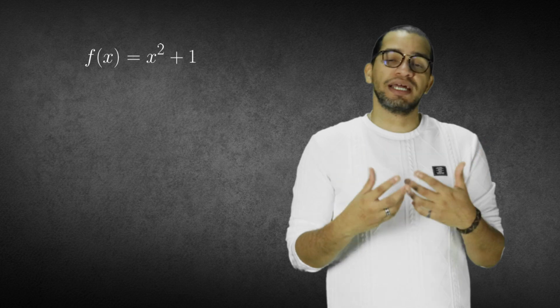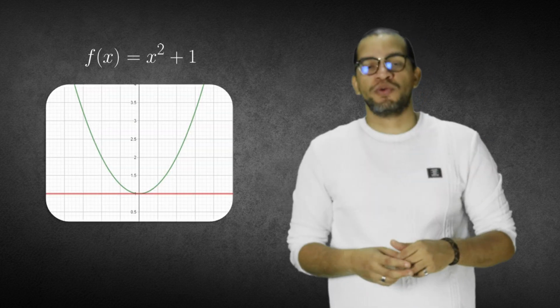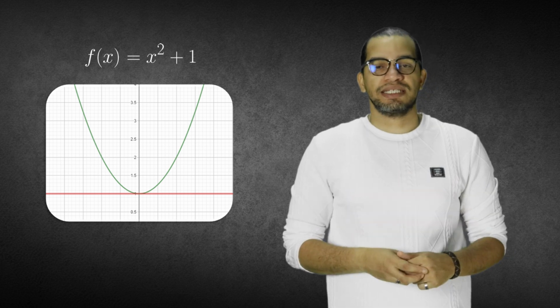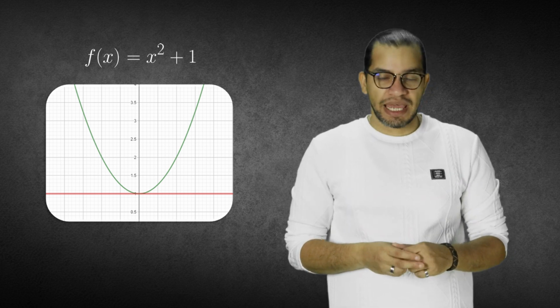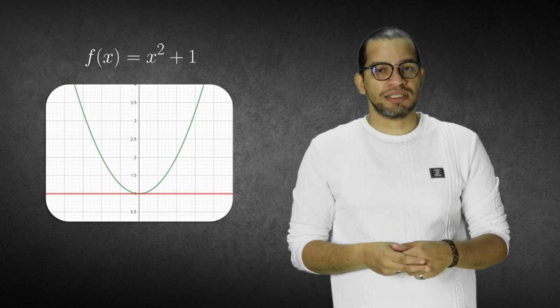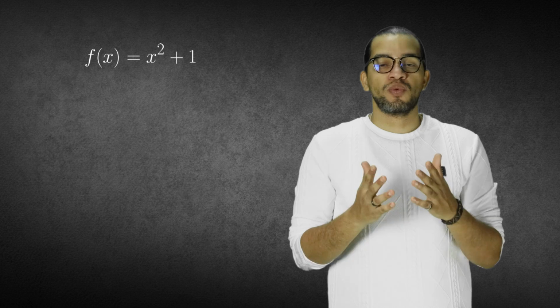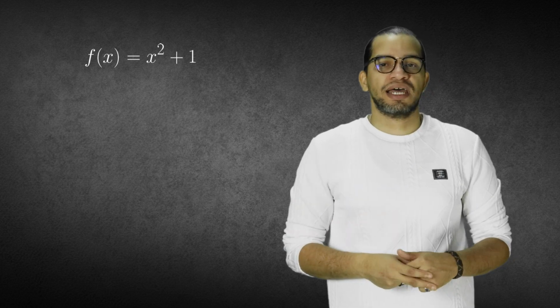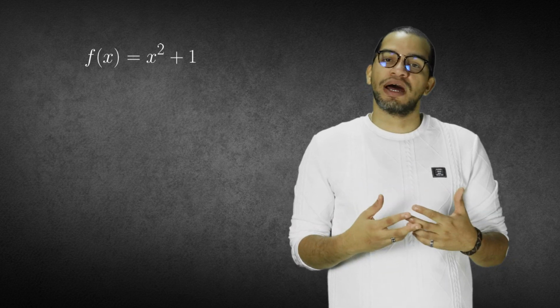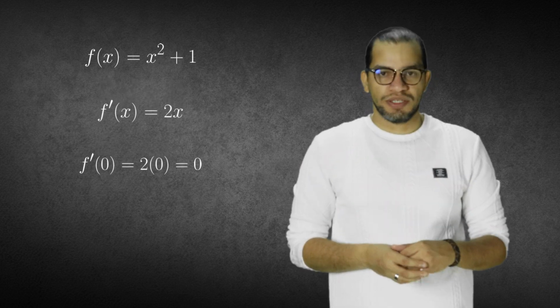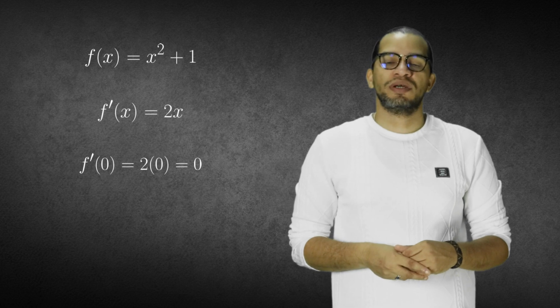Now, if we analyze the tangent line that passes through the point 0, f of 0, we notice that the tangent line is completely flat, and this only happens with lines when the slope of such a line is equal to 0. However, we know that the slope of the tangent line is equal to f prime of the point, in this case, f prime of 0. So, f prime of 0 is equal to 0.